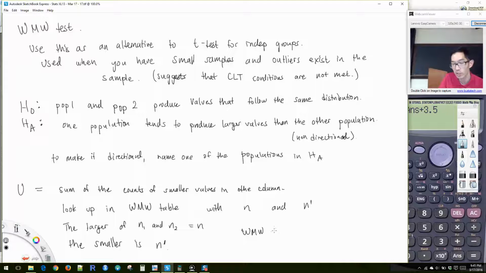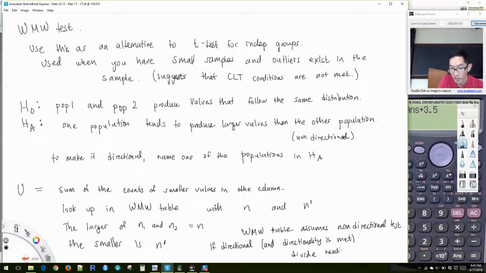The Wilcoxon Mann-Whitney table assumes a non-directional test. If it's directional and directionality is met, you would take your table headings and divide by 2. So if directional and directionality is met, divide headings by 2.